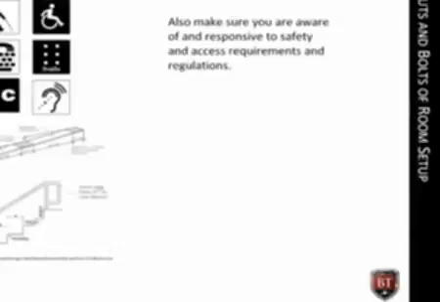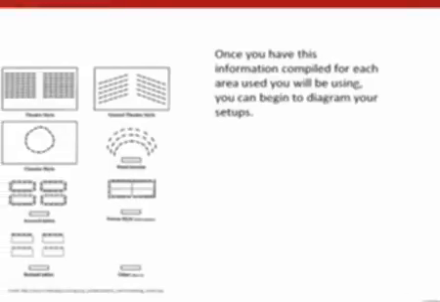Also make sure you are aware of and responsive to safety and access requirements and regulations. These include room capacity restrictions, fire codes relating to chair and table spacing, capacity of egress points, type and source of lighting, signage, heights of stairs, ramps, risers, and handrails, ventilation and fire protection devices, as well as ADA regulation compliance.